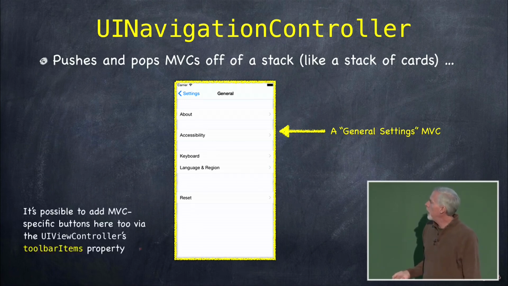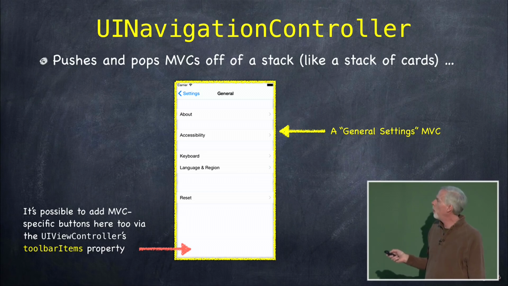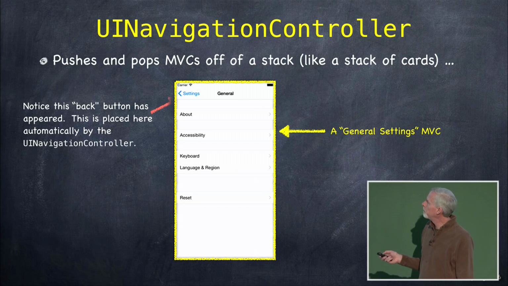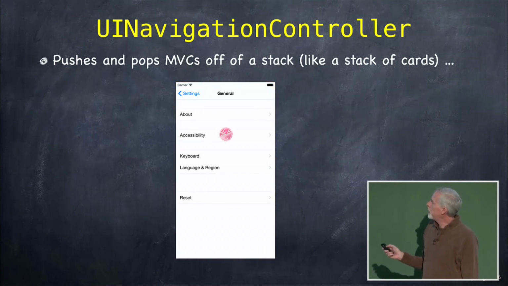You can also put toolbar items at the bottom here. That's also controlled by whatever MVC is showing. This toolbar items is a property on the view controller. It's an array of UIBarButtonItem, and it lets you put small buttons down here. The back button got the title there, but you can also set the title to something different if you want.